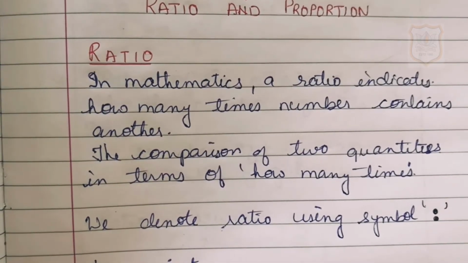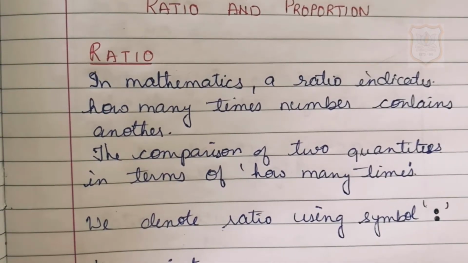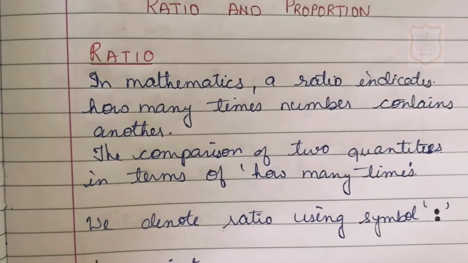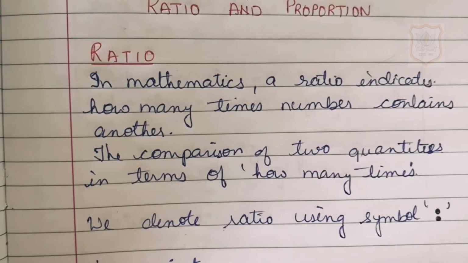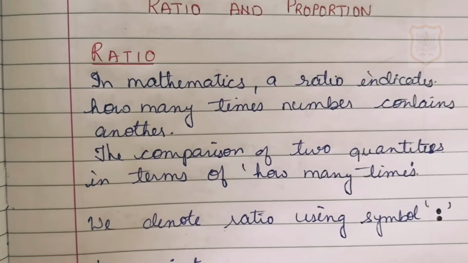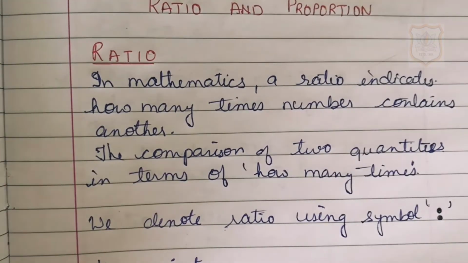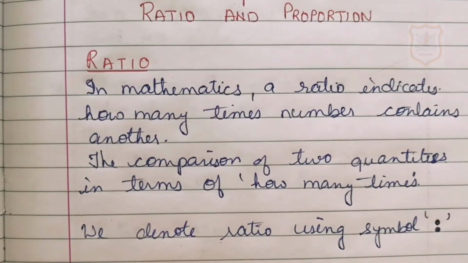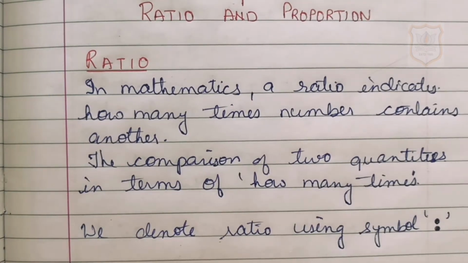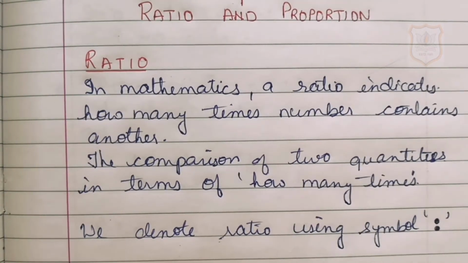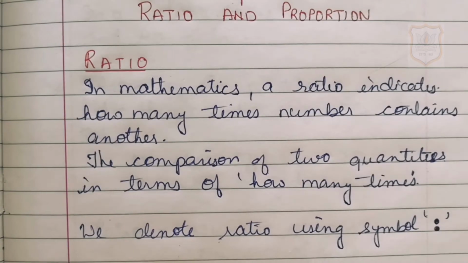Now students, what is ratio? In mathematics, a ratio indicates how many times a number contains another. In simple language, we can say it is the comparison of two quantities in terms of how many times. Ratio means to find out the relation between two units, or if we want to compare two units, we use ratio.